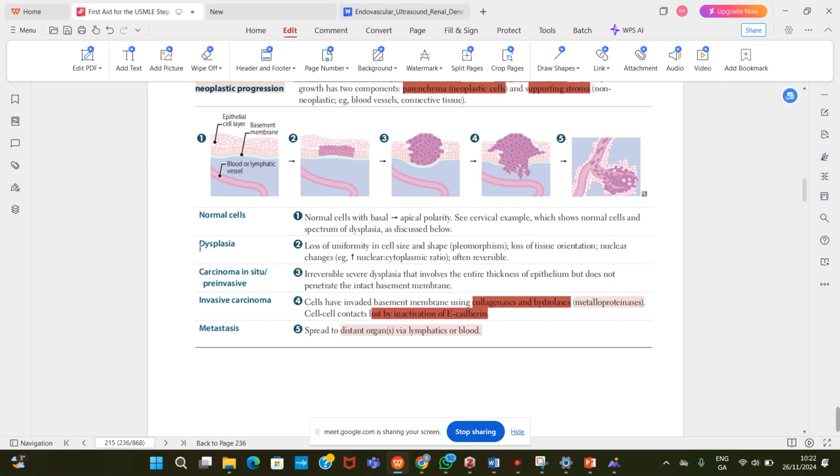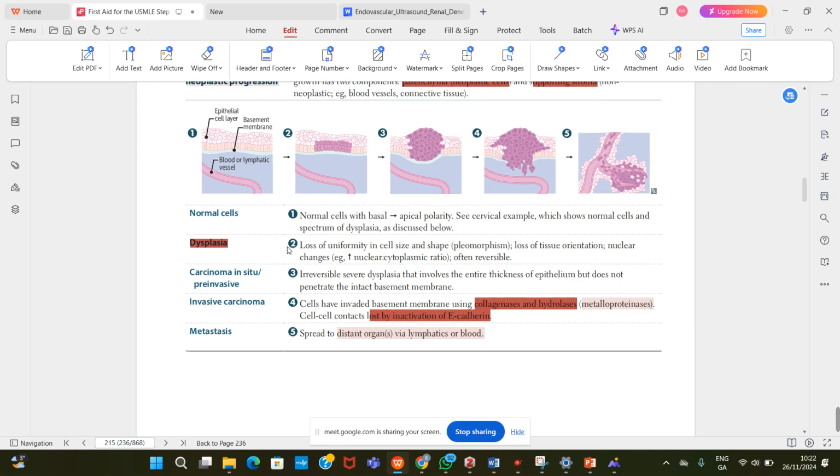And anybody wants to remind us the acronym for dysplasia? Anybody remembers? So we talked about PICA, in which P is for pleomorphism, in which you have an abnormality in the uniformity of the cell size and the shape. So you have different shapes, different sizes.